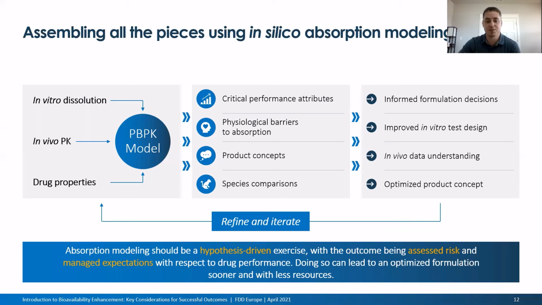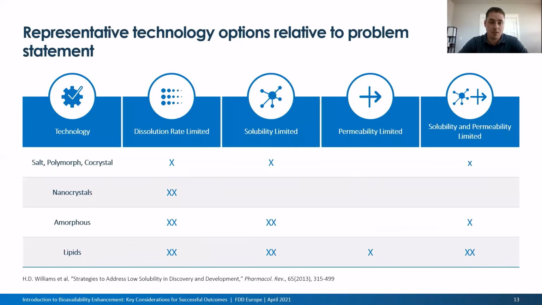So at Lonza, absorption modeling is really a hypothesis-driven exercise, with the outcome being assessed risk and managed expectations. And so it's really important to identify that initial problem statement, because it can really lead to the optimized technology for your program, where you're able to assume some level of risk and realize the performance benefits that you need, but not too much, such that you're overkill with respect to performance while assuming a much higher level of risk. And so it's important to understand that problem statement, because some technologies are better suited than others for overcoming certain physiological barriers to absorption.